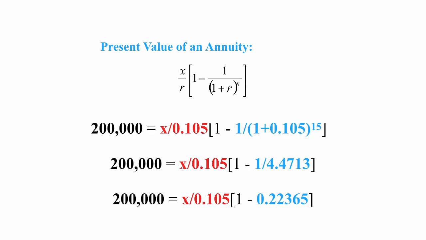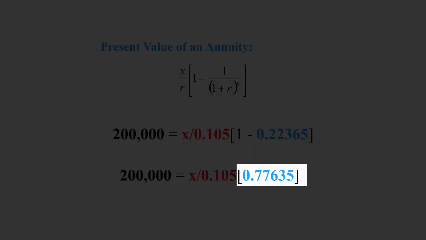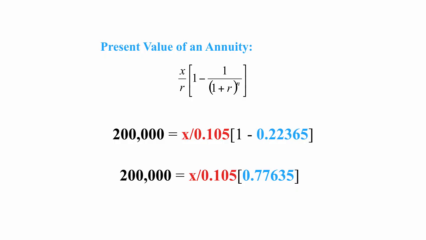0.22365, and we'll take that away from the 1. We get 0.77635. Now we bring that 0.77635 to the left of the equal sign. It was a multiple, now it becomes a divisor into the 200,000. And we have what's left of that right side of the equation, X divided by 0.105.